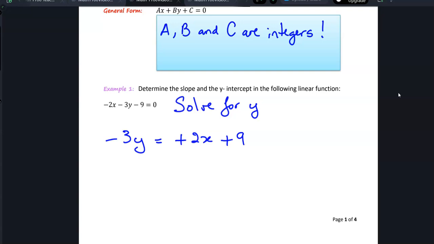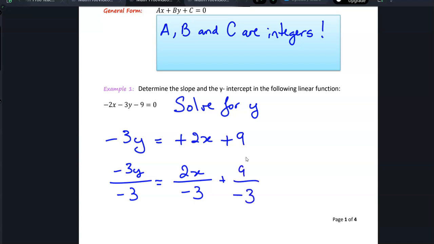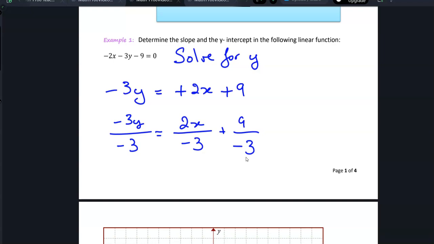Okay, so negative 3y equal to plus 2x plus 9. So again, what you see is I need to have just 1 in front of y. So I have to divide everything by negative 3. Okay, it is an equation. Therefore, whatever I do on this side of the equation, I have to do the same thing on the other side. So now you see that cancel out. I only have 1 y left. And on this side, I am going to rearrange and write it like this.